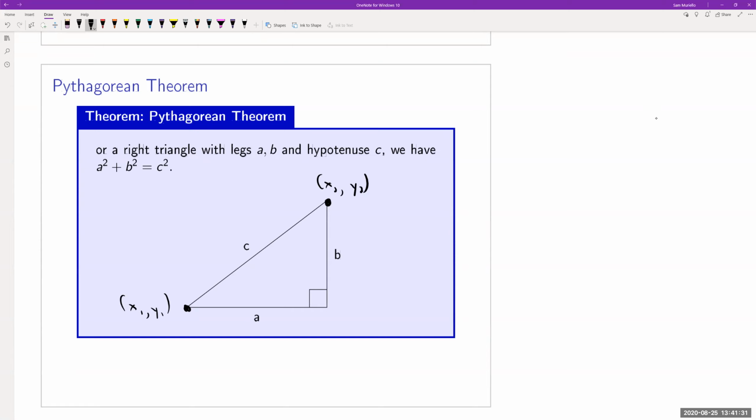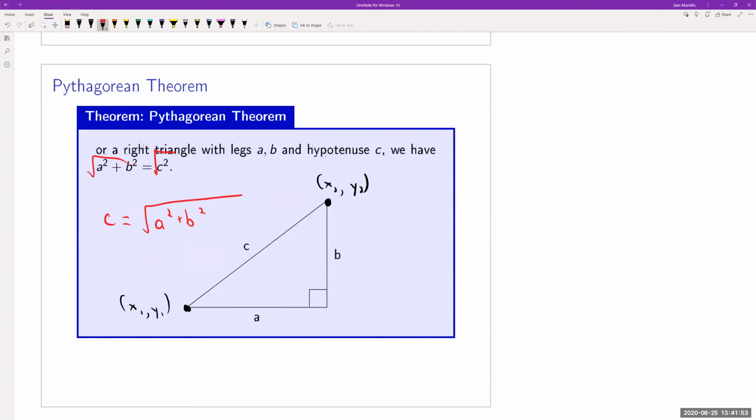By using the Pythagorean theorem, I can just simply count over and up and then use the Pythagorean theorem to find this distance c. If I was going to solve for c here, I would take a square root on both sides. And so c is equal to the square root of a squared plus b squared.